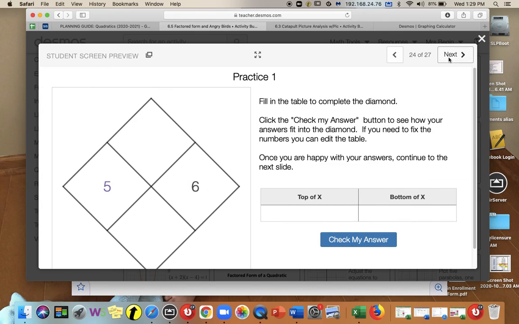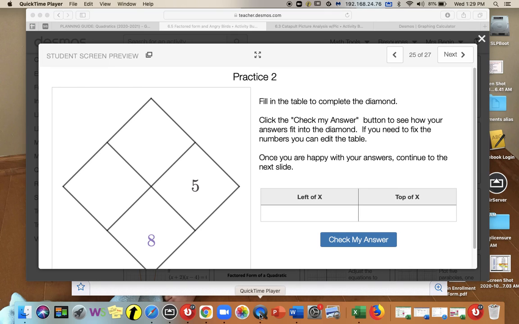And there's also some diamond problem practice because, again, we will be doing some factoring where you'll need to know how to do the diamond problems. Okay, so finish that for your assignment.